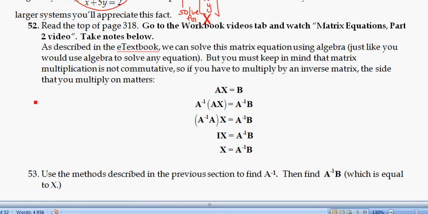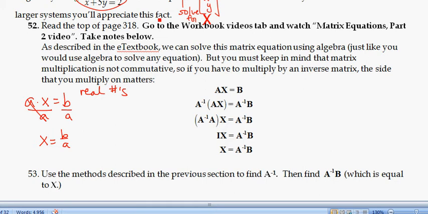If these were real numbers, if I just had a times x equals b, how do I get x by itself? What do I do algebraically to get x by itself? What I hope you're all saying is I would divide by a, because dividing by a is the inverse operation of multiplying by a. And if you do inverse operations, they cancel, and you're just left with x equals b over a.